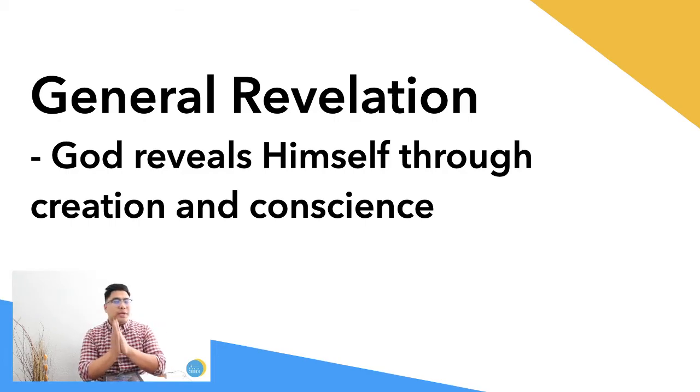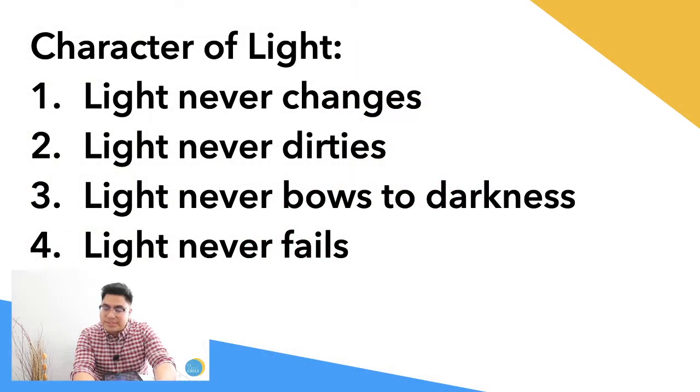So last week we learned there's four so far. We've gone through four characteristics that light has, and that our God also has. Now, anybody remember? Light, first one: light never changes. It's always fixed, stable, and immutable, just like our God. Second thing, light never dirties. It can never be contaminated. It's always pure. Third thing, light never bows to darkness. That's one of my favorite ones. It pushes the darkness away. And last thing that we learned last week is light never fails. So we're going to finish up three more today. I hope that you guys are ready. Let's pray.